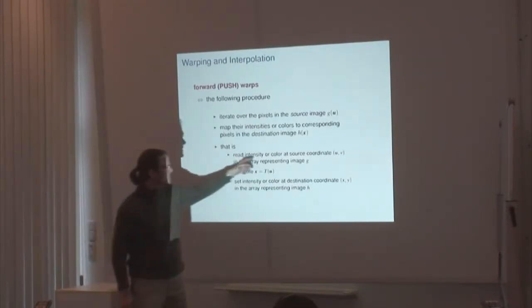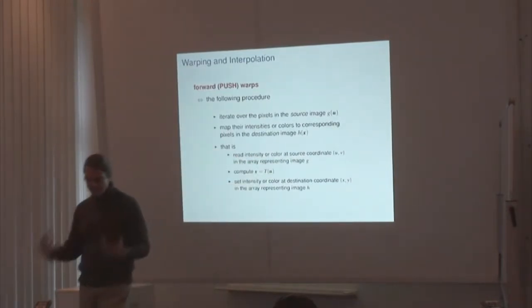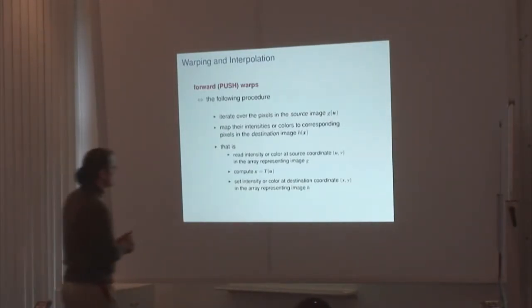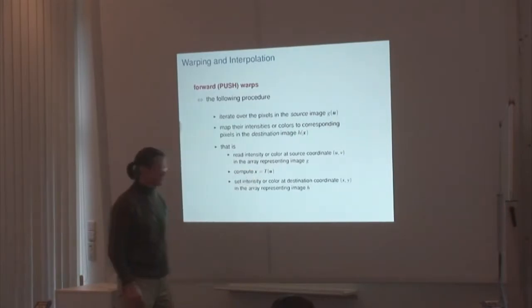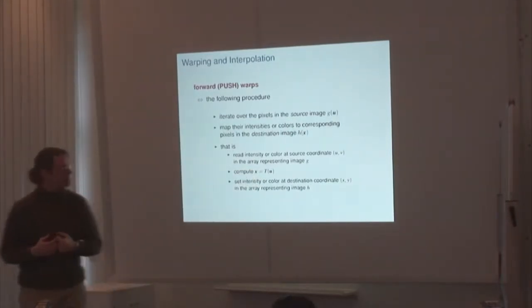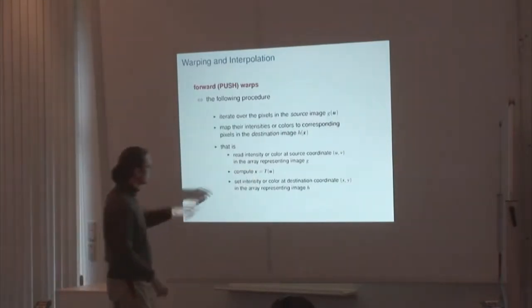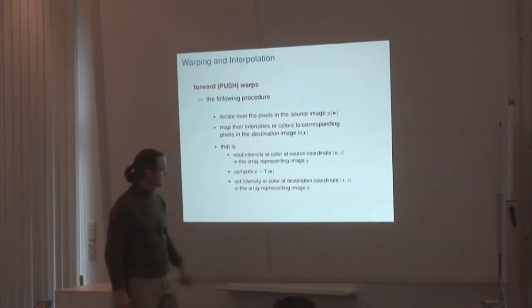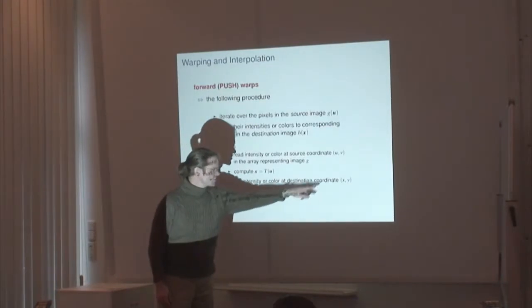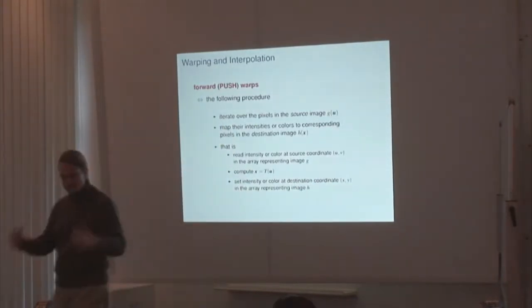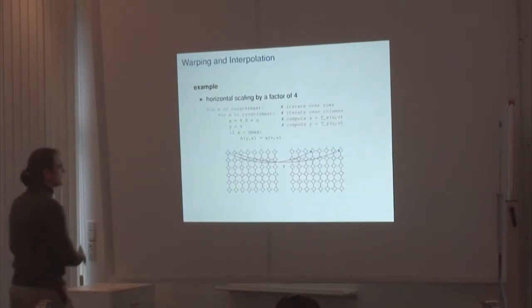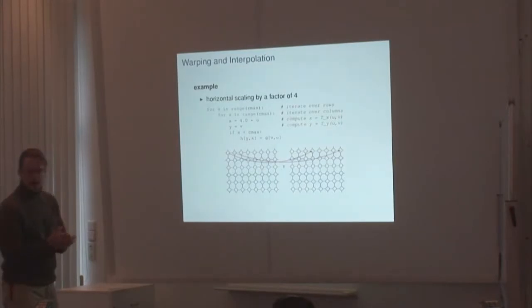Or in a more verbose manner, push warps refer to the following procedure. We read intensity or color values in the source image at coordinate u, v. We compute the coordinate transformation to obtain a new coordinate x, and we set the intensity or color that we have read in G at u. This color will be set in H at x and y. So this is what push warps do. In terms of a picture, we can think of it like that. And I have also brought some Python code.